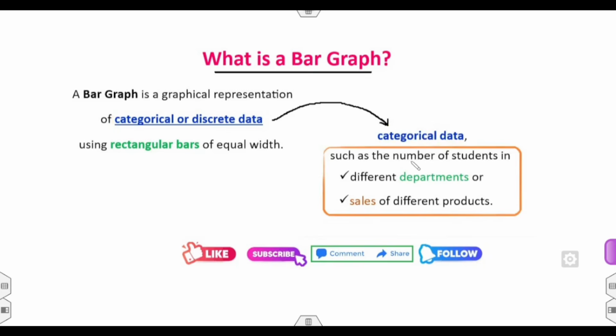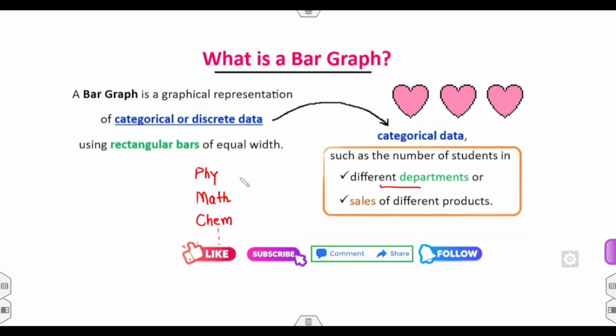The numbers such as different departments like physics, mathematics, chemistry, biology, and so on, all are my categorical information. Sale of the different products, A product, B product, and so on, all are representation of the categorical data, also called discrete data.